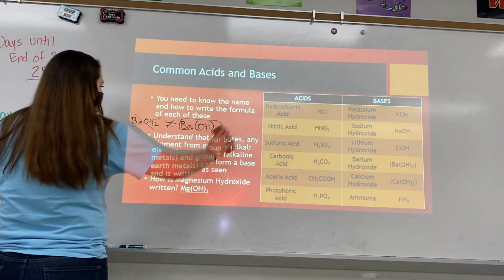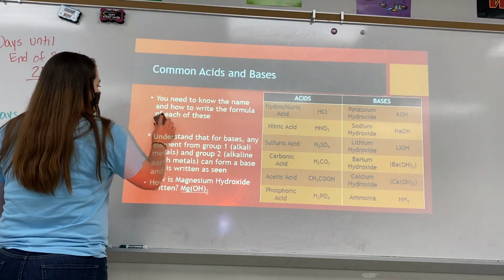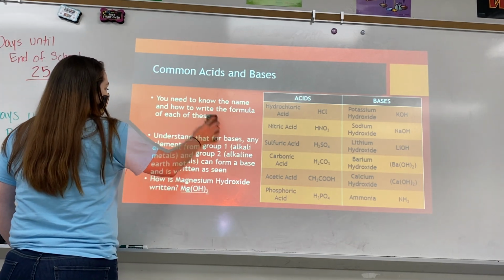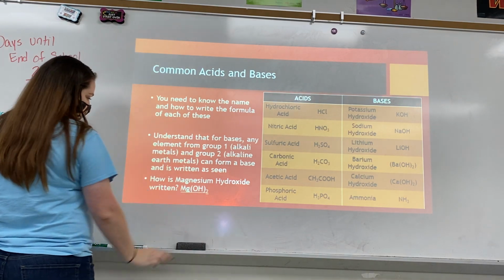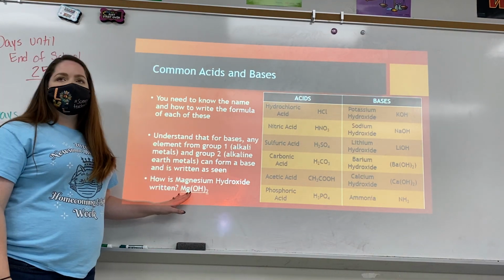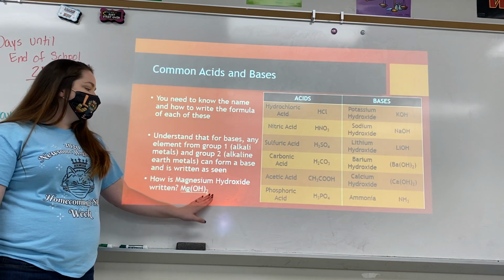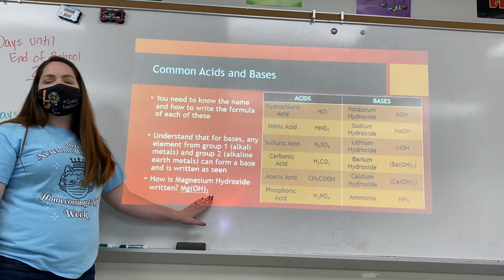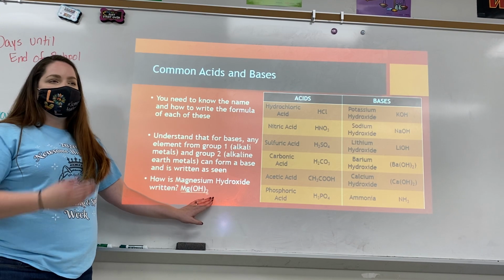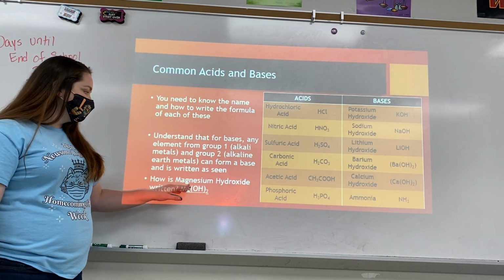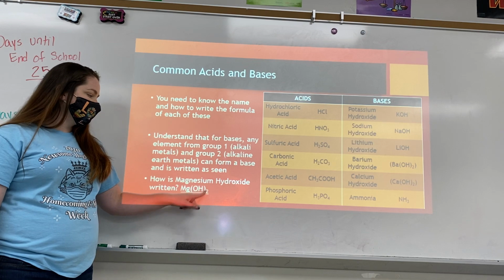All right. So then the question is, how would you write magnesium hydroxide in the formula? So magnesium is Mg. It's a column 2 metal. So that means you need a 2 on the outside of your hydroxide, because you're writing magnesium hydroxide. So it's Mg parentheses OH parentheses 2.